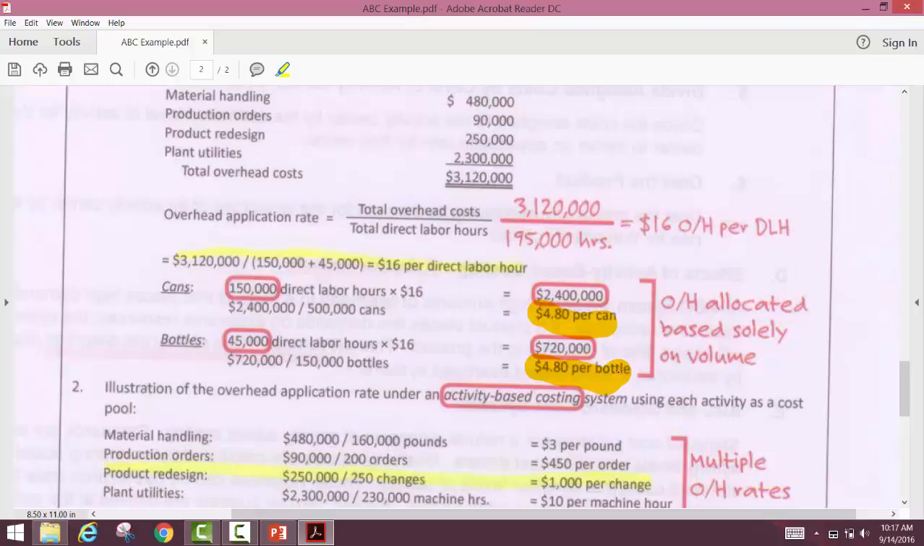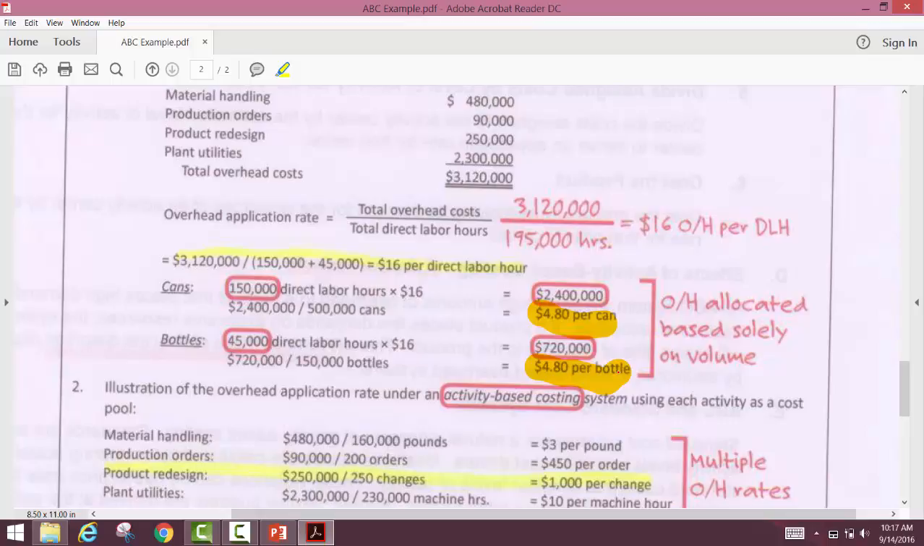Now, what we do with activity-based costing is we say, well, wait a minute, each one of these products uses a different number of these resources. And so we're going to come up with a rate for each of these activities, a rate per activity, right?